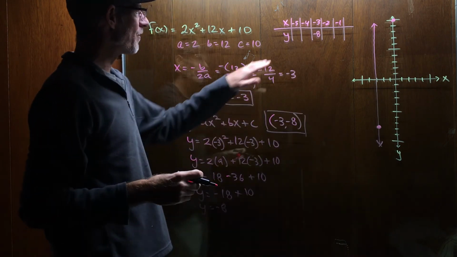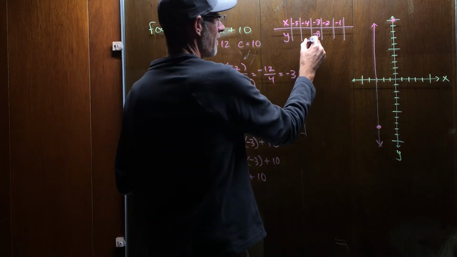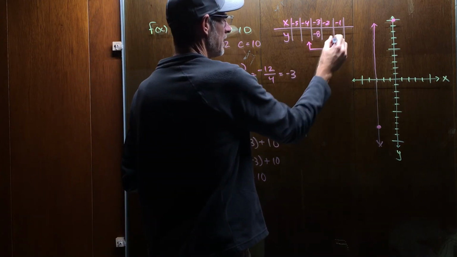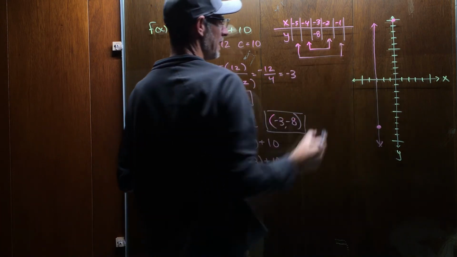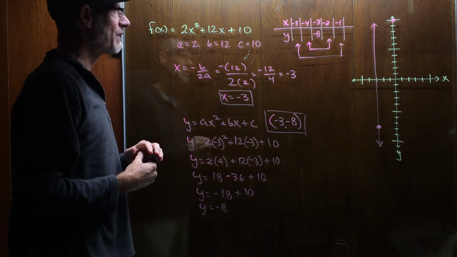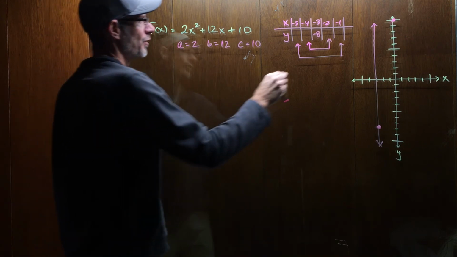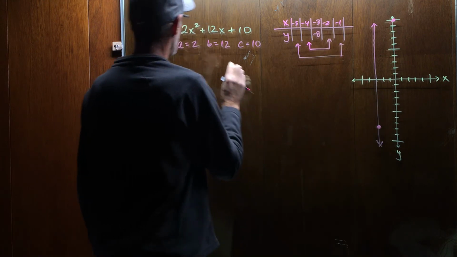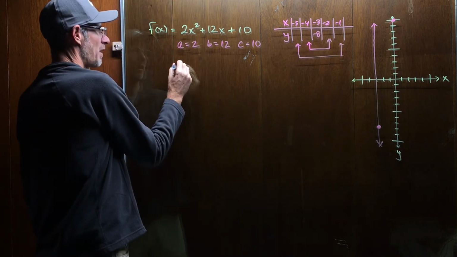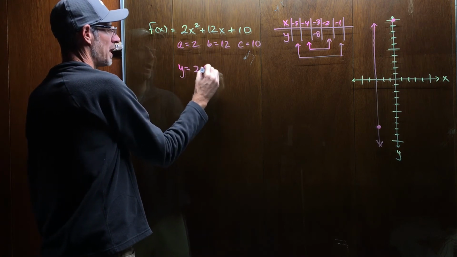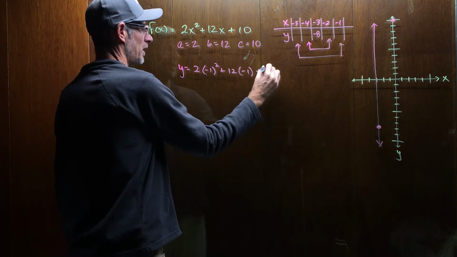So now I need to calculate how to find these values. But I know that whatever value I get for negative 4, negative 2 will be the same. And whatever value I get for negative 5, negative 1 will be the same. So now I just need to do those calculations. So I'm going to start by putting the negative 1 into my original function to find the y value. So that will be y equals 2 times negative 1 squared plus 12 times negative 1 plus 10.